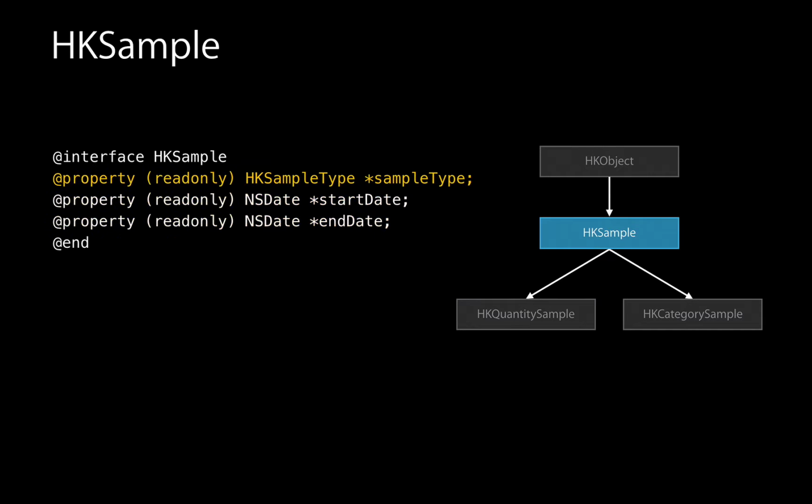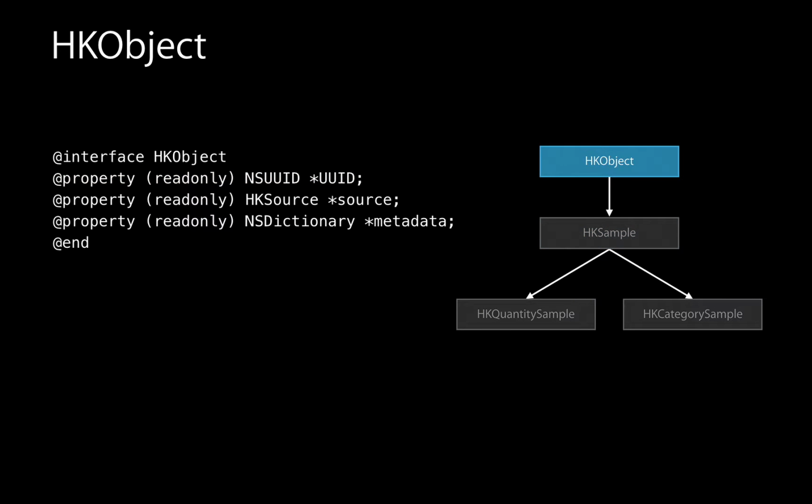Every sample also has a sample type. This is going to be the same as your category type or quantity type, depending on which subclass you choose to implement. All of these inherit from HKObject.